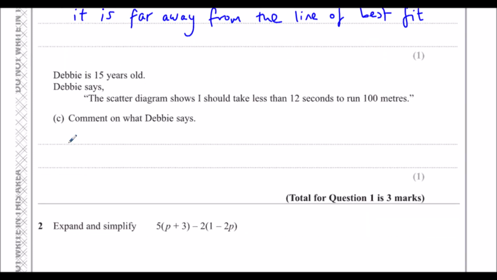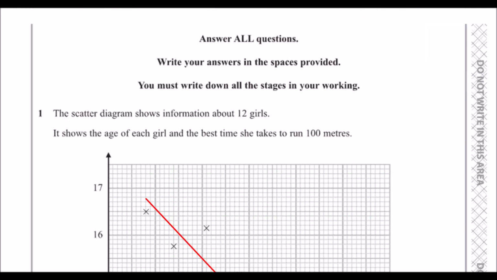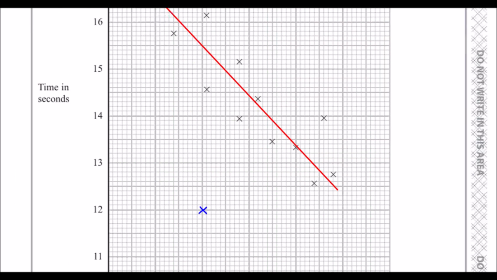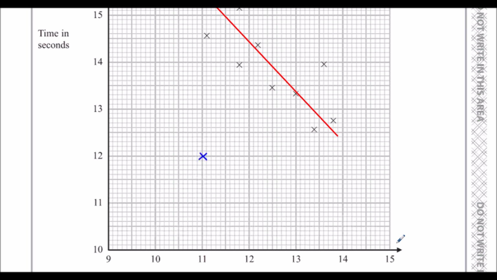Debbie is 15 years old, and Debbie says the scatter diagram shows I should take less than 12 seconds to run 100 meters. Comment on what Debbie says. So Debbie's 15, and she's saying it will take her less than 12 seconds. So she's saying she'll be down here. So what she's done is she's extended the line. She's extrapolated. You shouldn't do that, it's unreliable. There's no information on 15 year olds, so we don't know that the trend continues.